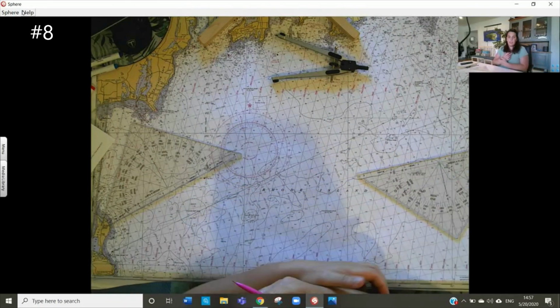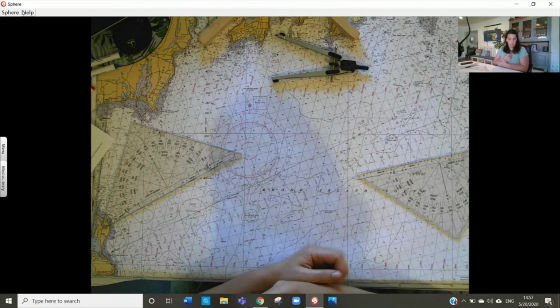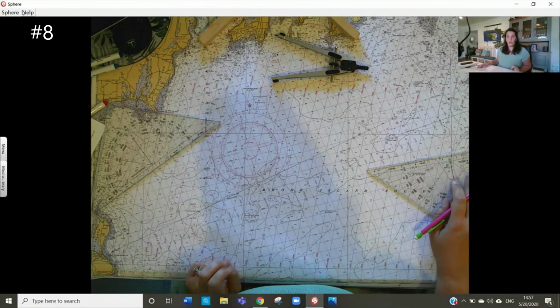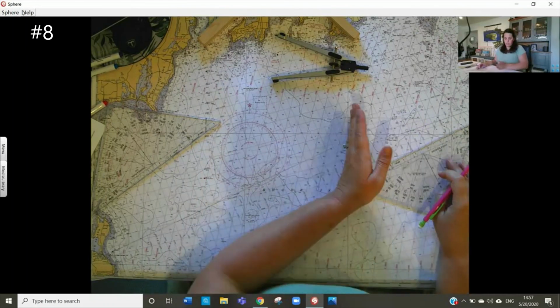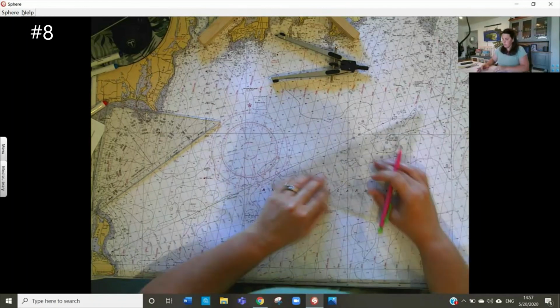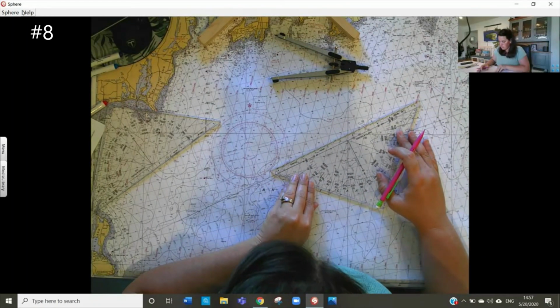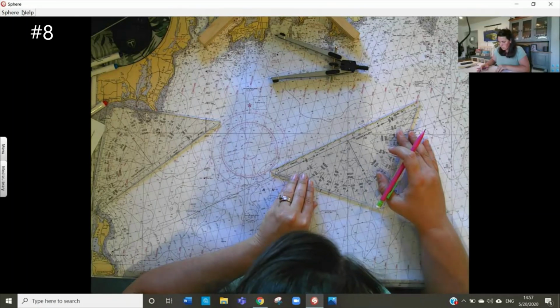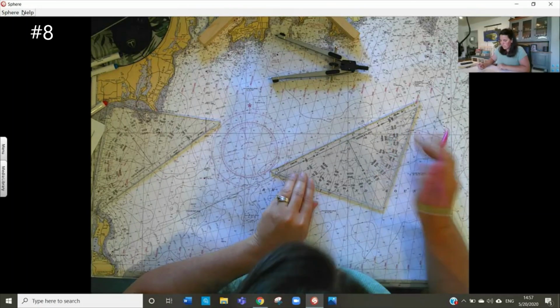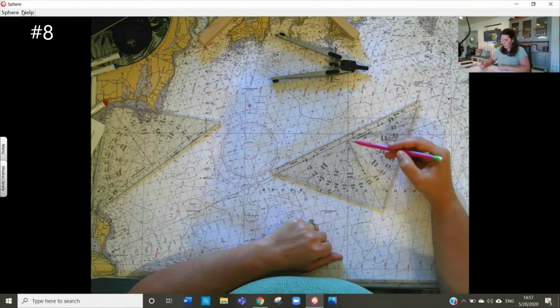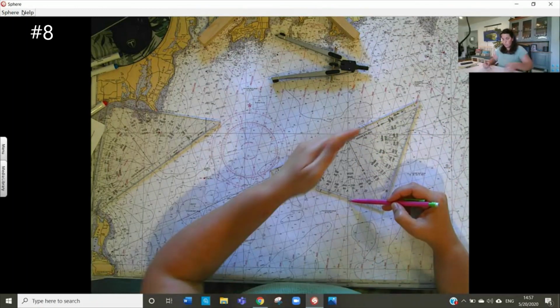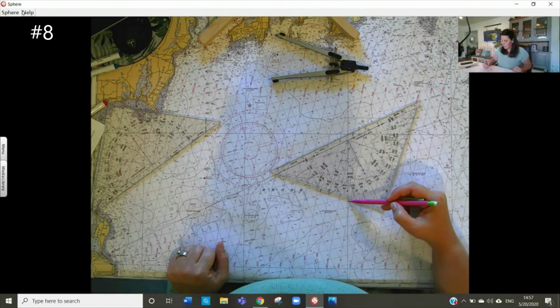Okay, so they asked us, what is the course to steer directly to that buoy? So we crossed two meridians. So I'm just going to use the first one here to get my true course. I have the meridian crossing the focal point, and then I read at the bottom. Going this direction, I would have 244 degrees true.